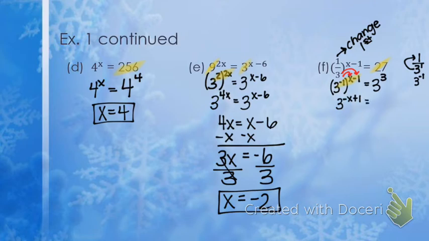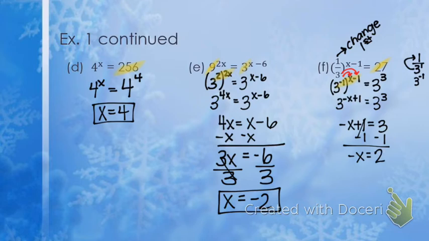And then, of course, we're going to bring down equals 3 to the power of 3. Now are my bases the same? Yes. So I can drop them down, and what's the equation that I write? Negative x plus 1 equals 3. And how would I solve this equation? Subtract 1 from both sides. So negative x equals 2.